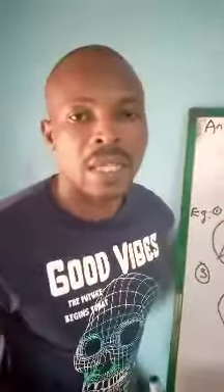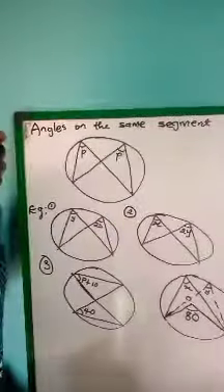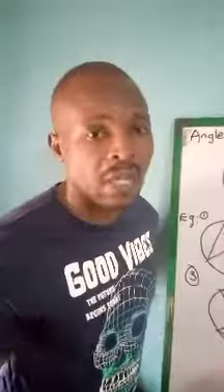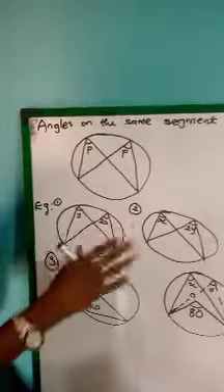Now we'll be looking at another theorem under circle theorem. This one is angles on the same segment are equal. Remember, we looked at angles at center is twice angles at circumference. In this one, we have the diagram like this. Just one diagram explains this one completely.